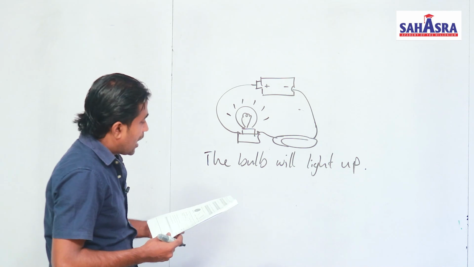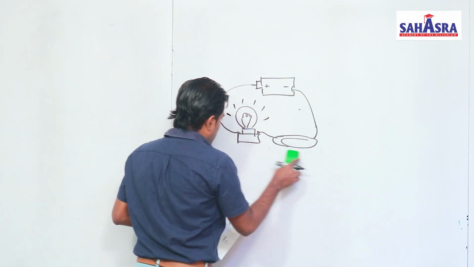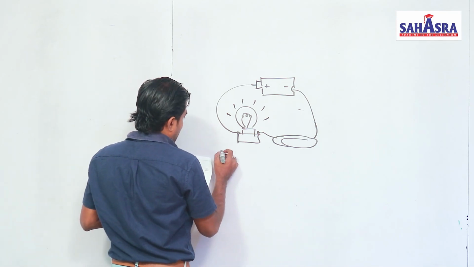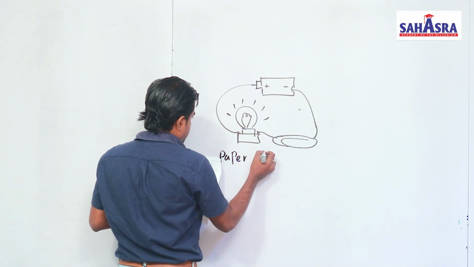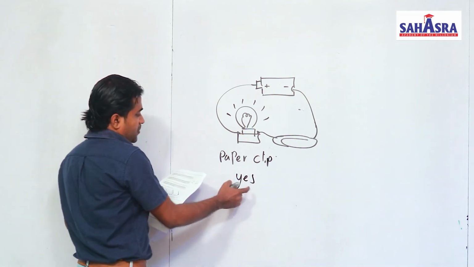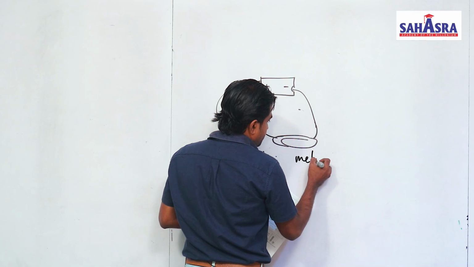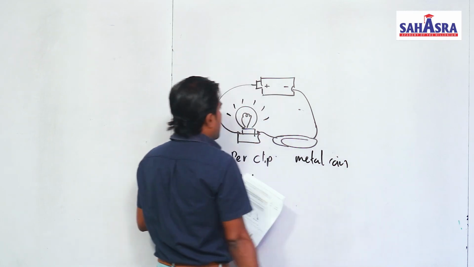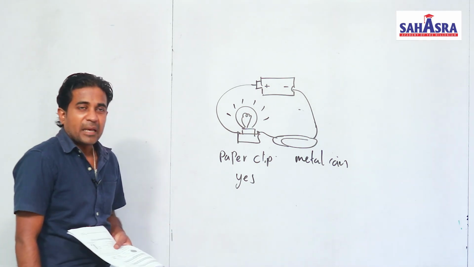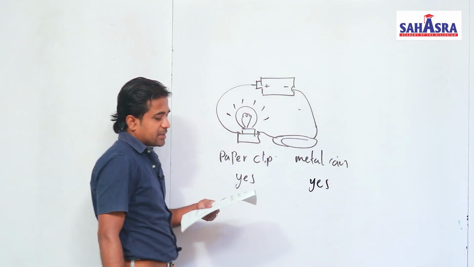What do you think? The paperclip passed the electricity. So for the paperclip, it's a yes. It's passing electricity. For the metal coin, does the metal coin pass electricity? Yes, it's passing electricity. So for the metal coin, it's also a yes.